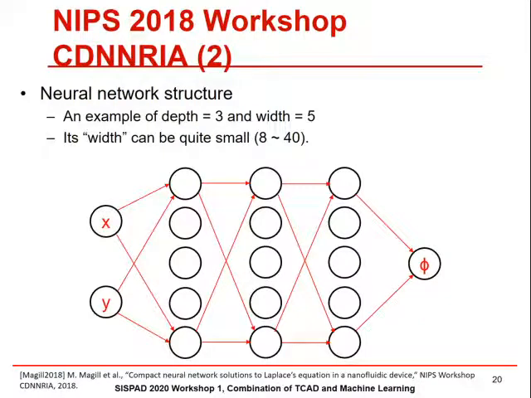The adopted network structure is shown here. A fully connected network with certain depth and width is shown. As you can see, the input parameters are just x and y coordinates, and the output is the solution of the Laplace equation. The sampling points are randomly selected. It is noted that the width parameter is quite small, like 8 to 40.